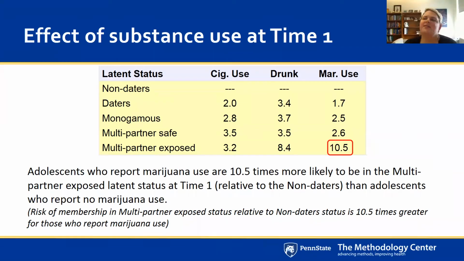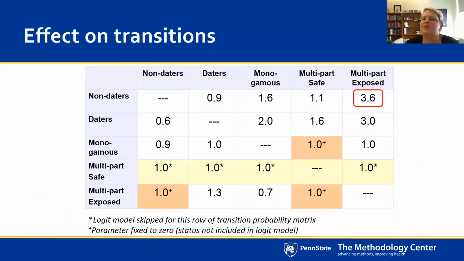So again, that's the effect of a covariate on membership in one class compared to another at baseline, so at a single time. Of course, we're talking about longitudinal models, so perhaps the more interesting part is, do the substance use behaviors predict transitions into and out of classes over time? This example had a lot of sparseness, so we're not going to go into why everything's shaded in yellow and orange. If you want to know that, you can look to the paper.